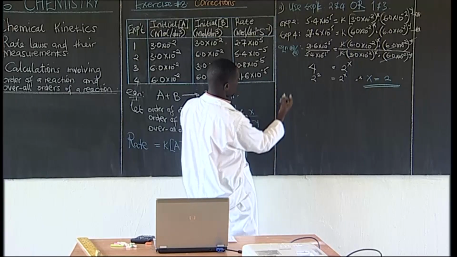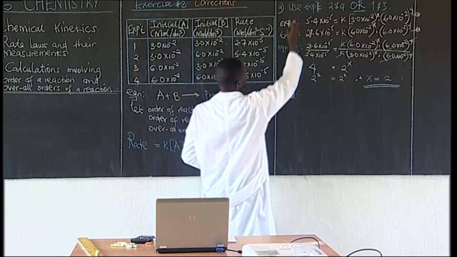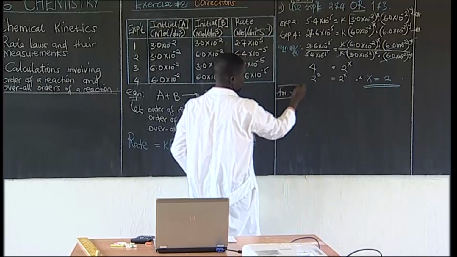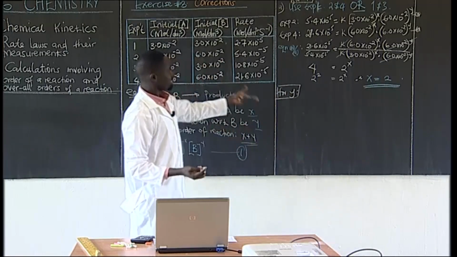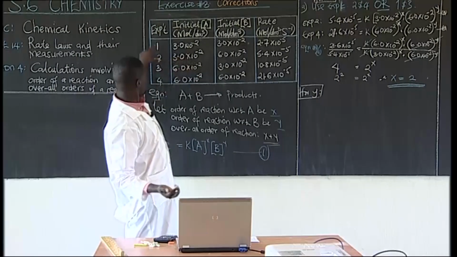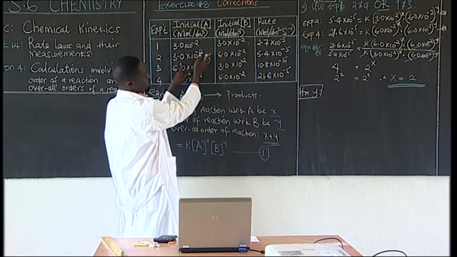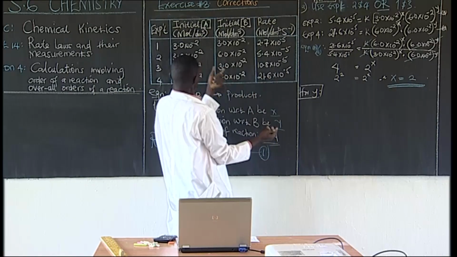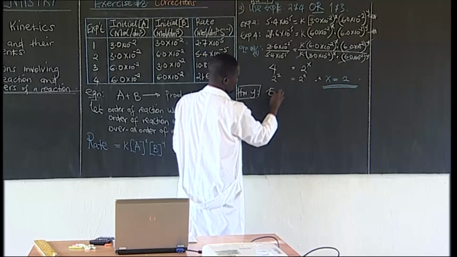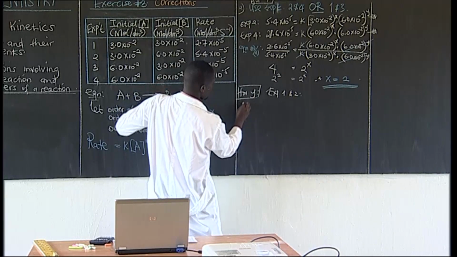Let's try for b, for y instead. This is 4x. Let's do for y. For y, the same application. What do we have? Let's see, we can use 1 and 2. After all, concentration of A is remaining constant. Okay, let's use 1 and 2. So I will use experiment 1 and 2.